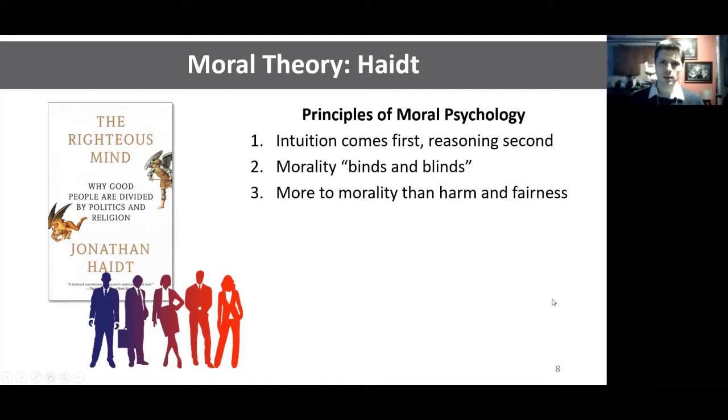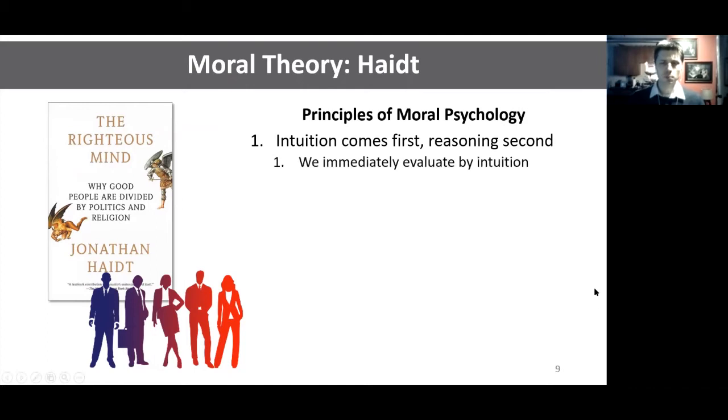In his work, he lays out 3 principles of moral psychology. The first is that intuition comes first, reasoning comes second. The second is that morality, quote, binds and blinds. And the third is that there's more to morality than harm and fairness. Now, we're going to jump into each one of these and figure out what each means. So again, intuition comes first, reasoning comes second. This is probably obvious, but basically he says that we immediately evaluate by intuition.